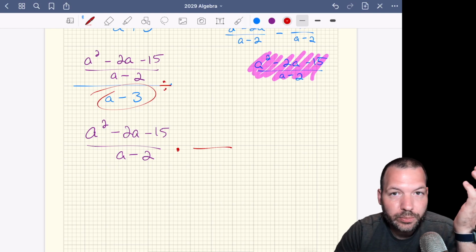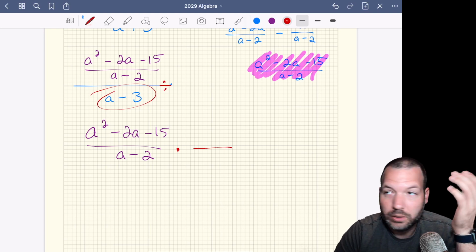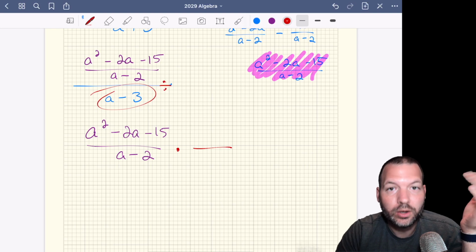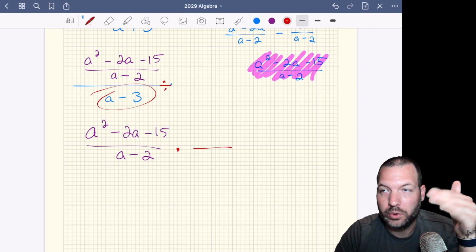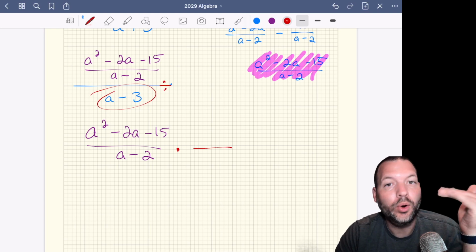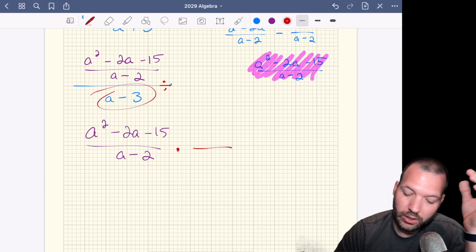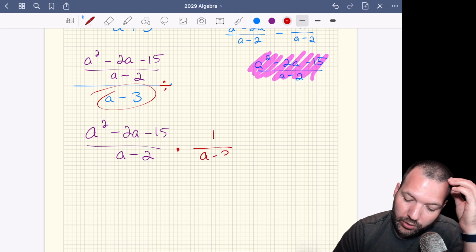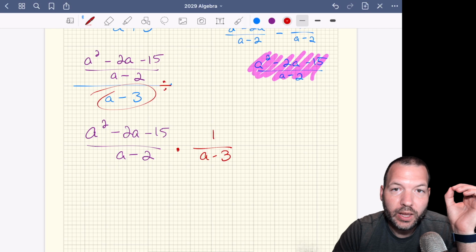What on earth is the reciprocal of a plus 3? What's the reciprocal of 10? 1 over 10. What's the reciprocal of negative 18? 1 over negative 18. What's the reciprocal of a plus 3? 1 over a plus 3.